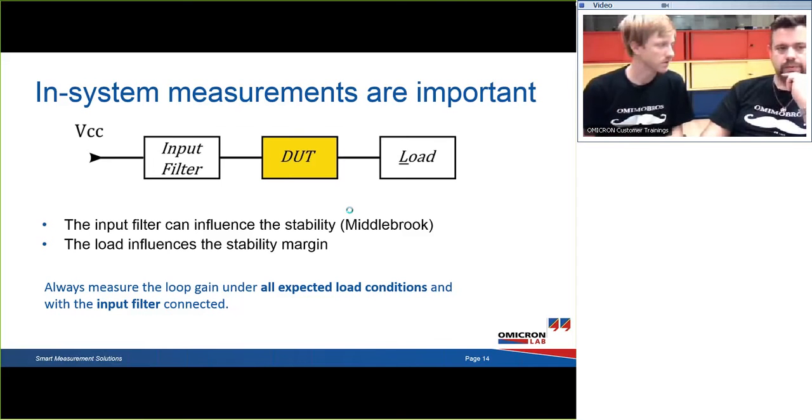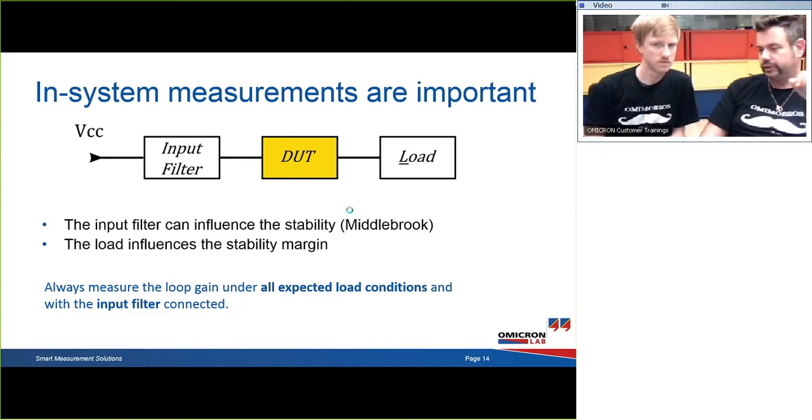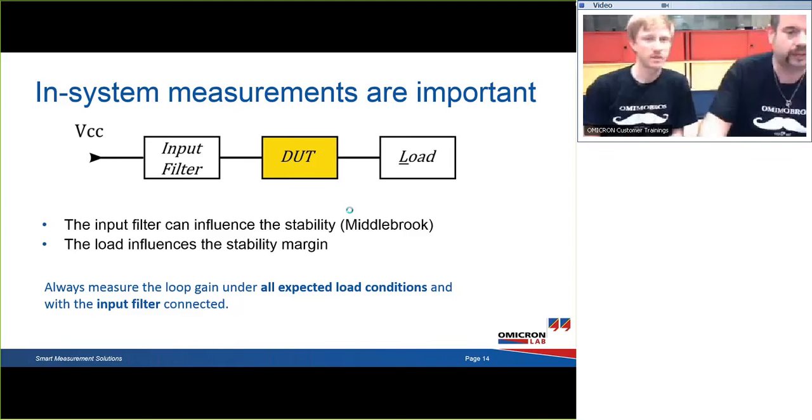Absolutely. In addition, the load can add capacitance to your output capacitor, and then it directly influences the behavior of your loop. So you have to be careful. The best thing is to connect the original load. If this is not possible, then use a resistive load or try to rebuild the load as much as possible with the real components.